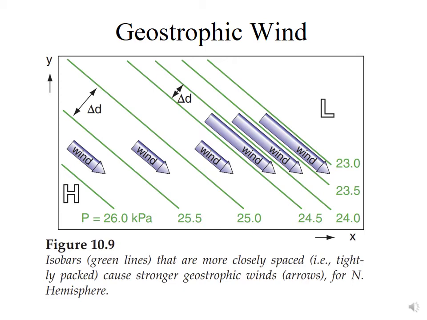So in this case, you have a strong pressure gradient on the right and a weaker pressure gradient on the left. As a result, you have stronger winds on the right, weaker winds on the left.